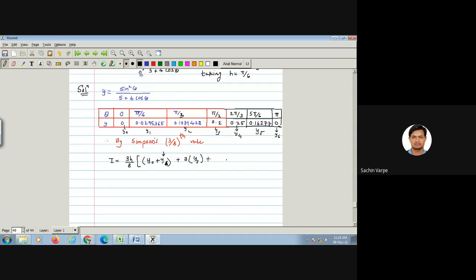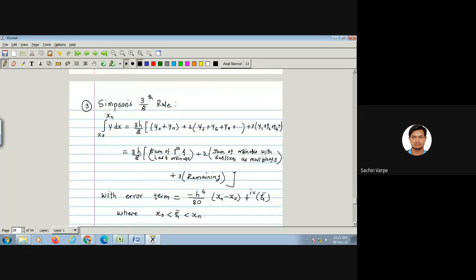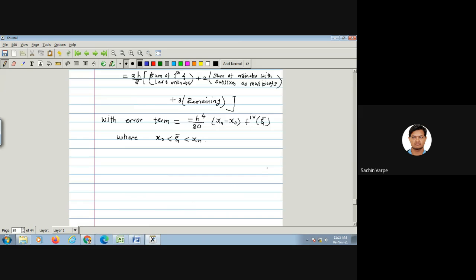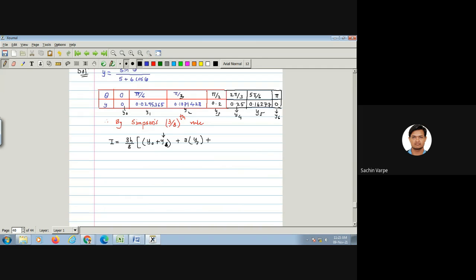Plus, am I right? Is this the right formula? 2 times it should be, no? 2 times y3. Plus 3 times the remaining. What are the remaining ordinates? y1 plus y2 plus y4 plus y5.